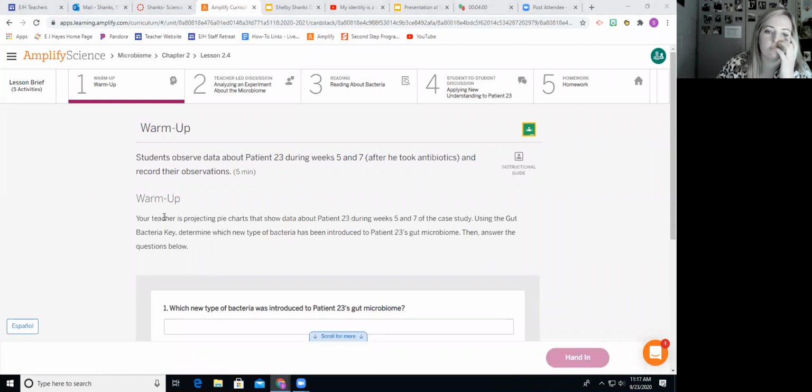So this says that your teacher is projecting pie charts that show data about patient 23 during weeks 5 and 7 of the case study. So remember on Monday, we talked about this patient and we looked at data from this patient from weeks 1 and 3. And then we also saw it on week 5. All right. So using the gut bacteria key, determine which new type of bacteria has been introduced to patient 23's gut microbiome, and then answer the questions below.